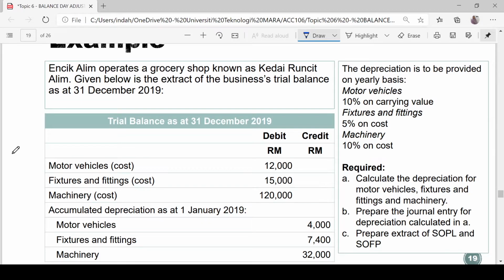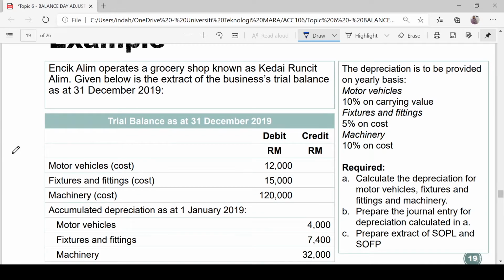As at 1st January 2019, meaning at the beginning of the year, the accumulated depreciation, which is the amount of depreciation accumulated since the first year they acquired these assets, is: motor vehicle 4,000, fixtures and fitting 7,400, machinery 32,000. The depreciation is to be provided on a yearly basis, regardless of when they purchased the asset.